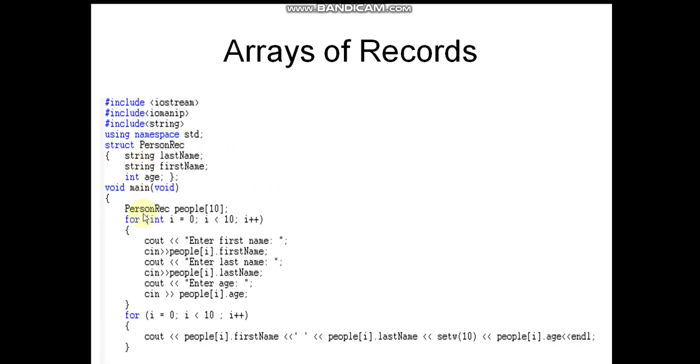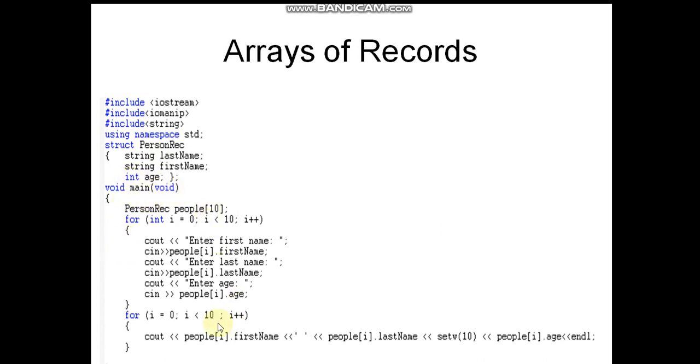Here we have a complete program that has used an array of record. Here we have a person rec, which is a struct type. It has 3 components: last name, first name, which are string type, and age, that is integer type.